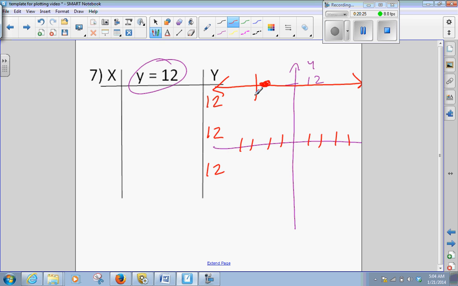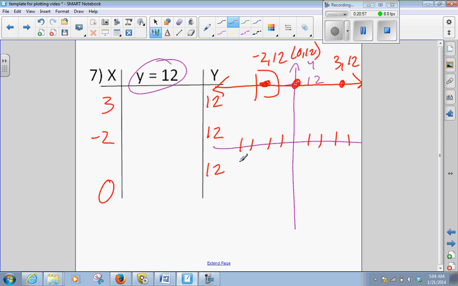If I chose this point, for example, this is negative 2, 12. If I chose this one right here, it's 0, 12. If I chose this one right here, 1, 2, 3, 12. Those will just be the three I picked. So I'll do 3, 12, negative 2, 12, and 0, 12. When it's a flat line that goes straight through the y, which is what y equals 12 means, your x value really could be anything, and your y value is always going to be 12.